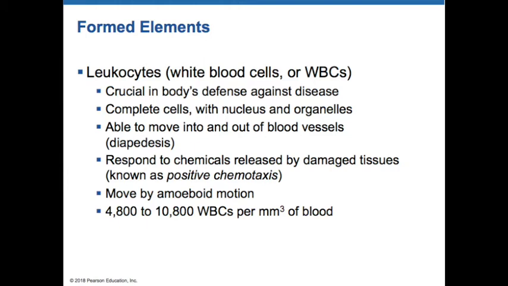Now, what is the normal white blood cell count in a quote-unquote normal healthy individual? You're going to find anywhere between 4,800 to 10,800 white blood cells per cubic millimeter of blood.